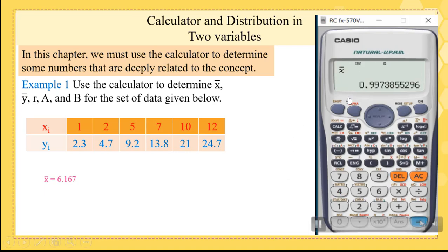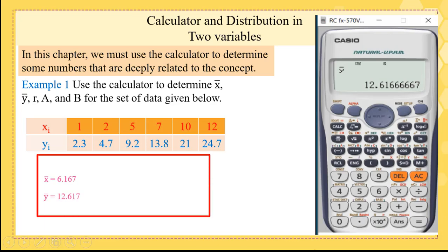We complete to find x bar and y bar. Okay, Shift, 1, 4, 2 and 5 are x bar and y bar. So here we have all the following numbers: x bar, y bar, r, a, and b. So we can repeat here how to use the steps of the calculator to determine the following values.